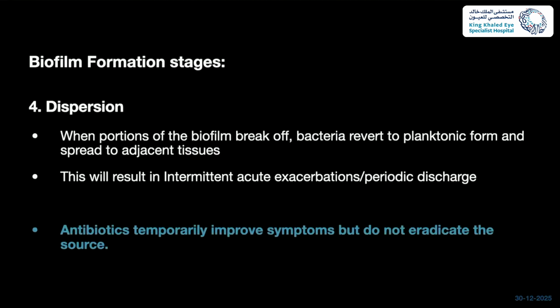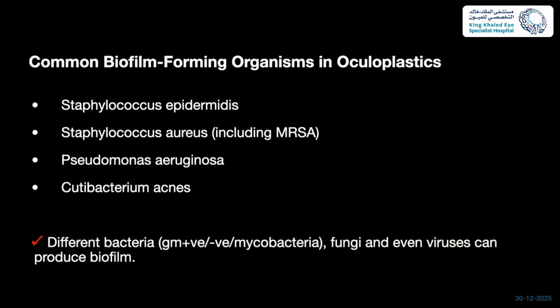The last stage is dispersion. When portions of the biofilm break off, bacteria revert to planktonic form and spread to adjacent tissues, and this will result in intermittent acute exacerbation or periodic discharge. Antibiotics temporarily improve the symptoms but do not eradicate the source. Common biofilm-forming organisms in oculoplastics are Staphylococcus epidermidis, Staphylococcus aureus, including MRSA, Pseudomonas aeruginosa, and Cutibacterium acnes, as well as different bacteria: gram-positive, gram-negative, mycobacteria, fungi, and even viruses can produce biofilm.